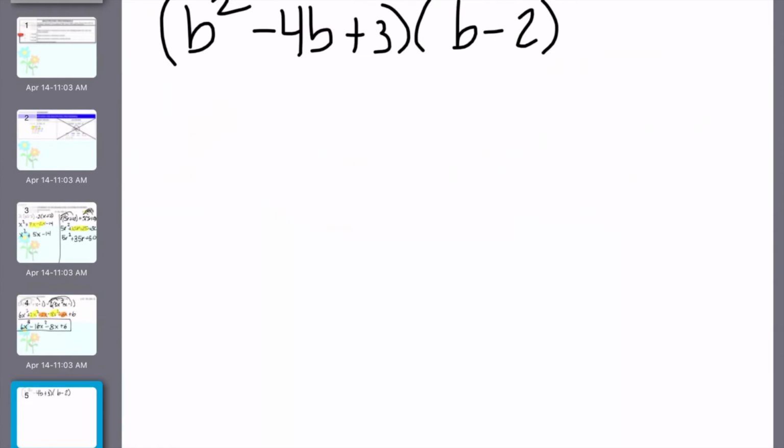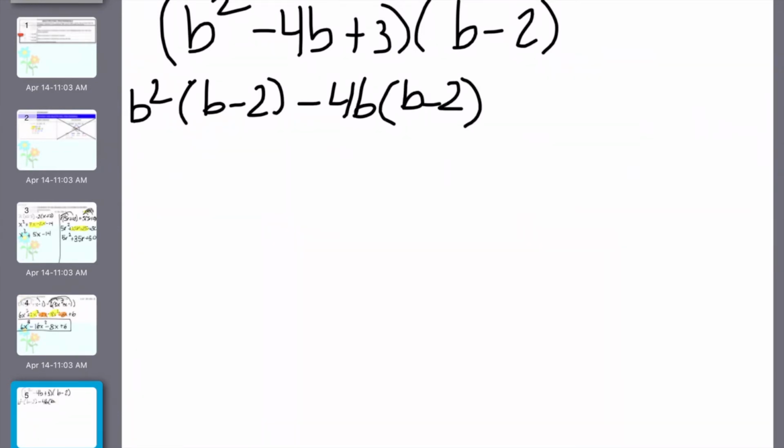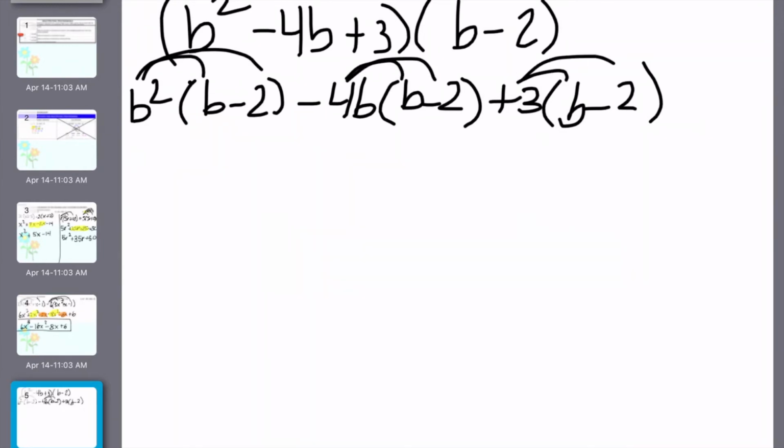That is correct. So even though I have my trinomial before my binomial, my distribution never changes. It still remains the exact same. I need to make sure that I multiply b squared by b minus 2, and I multiply negative 4b times b minus 2, and I need to multiply my positive 3 by b minus 2. Same thing is happening every time. Okay, I still perform the distributive property.